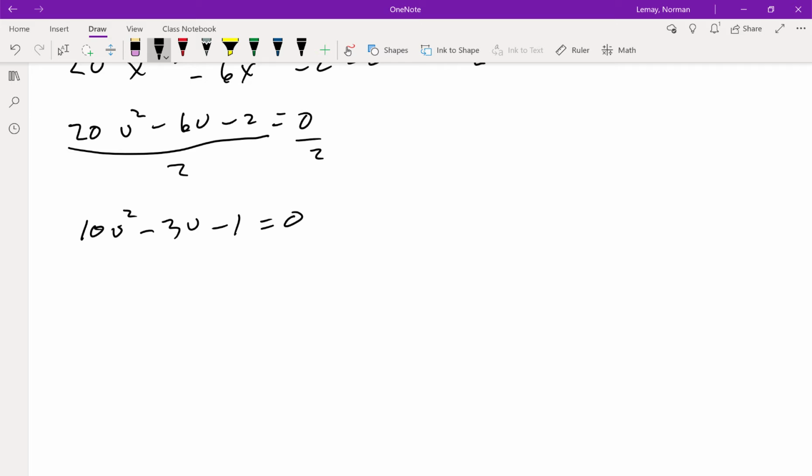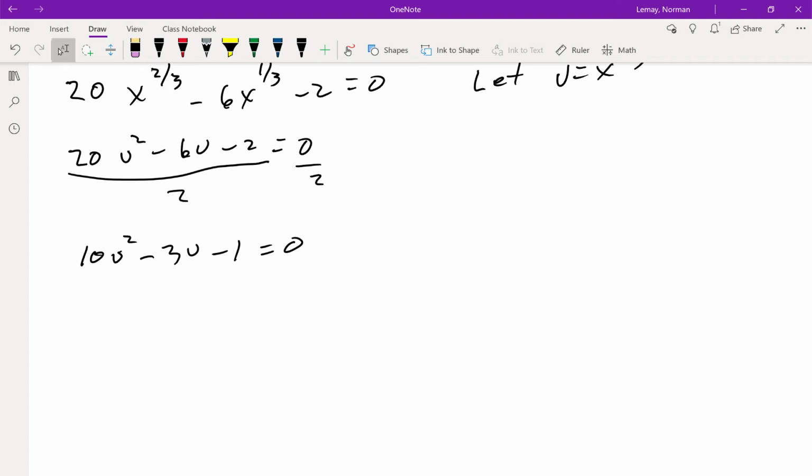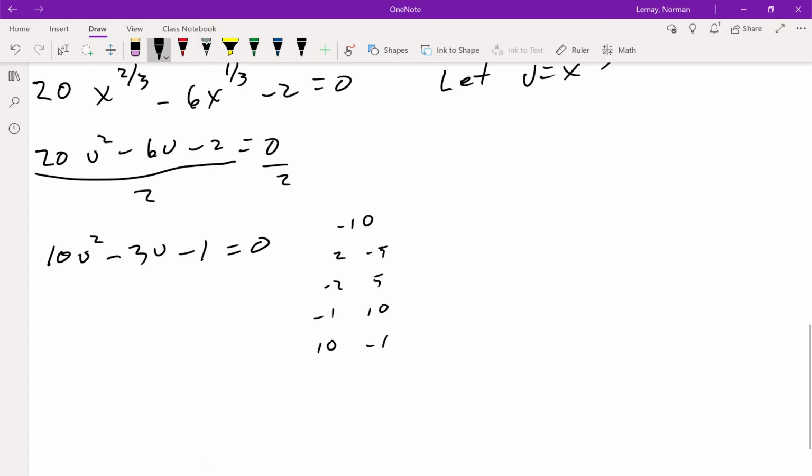So since we use factoring, let's go ahead and use the quadratic formula. Let's just note that 10 times negative 1 is negative 10. So we get 2, negative 5, negative 2, 5. We get negative 1 and 10 and negative 1. I'm sure that this thing will go ahead and factor, but I don't really want to go through the factoring technique on this one. I want to go ahead and use the quadratic formula.